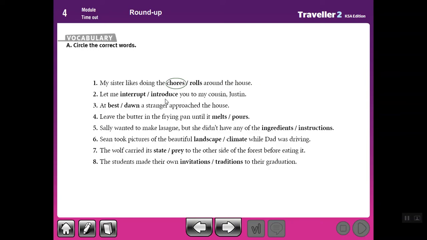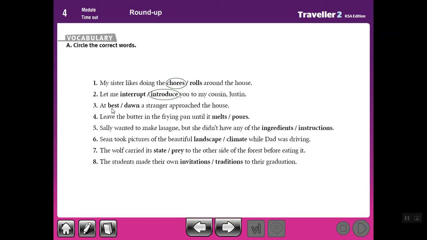Number 2. Let me interrupt or introduce you to my cousin Justin. Okay? What's the difference between interrupt and introduce here? Interrupt here means to stop someone or something from doing something else. Interrupt, يقاطع. Introduce here means to make someone known to another one who meets him for the first time. Okay? يعرف. So let me introduce you to my cousin. This is the first time you see my cousin, so let me introduce you to him.